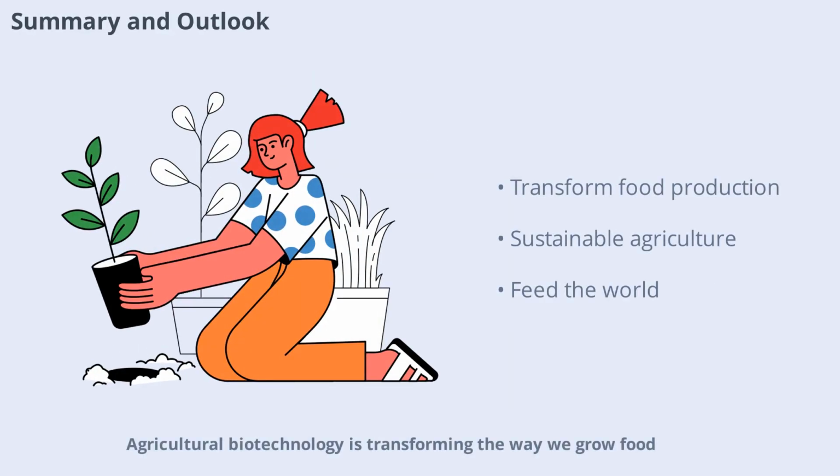Agricultural biotechnology is transforming the way we grow food, manage resources, and address global challenges. By harnessing the power of science and innovation, we can create more resilient, productive, and sustainable agricultural systems. As we look to the future, continued research, collaboration, and responsible use of biotechnology will be key to feeding a growing world and protecting our planet.